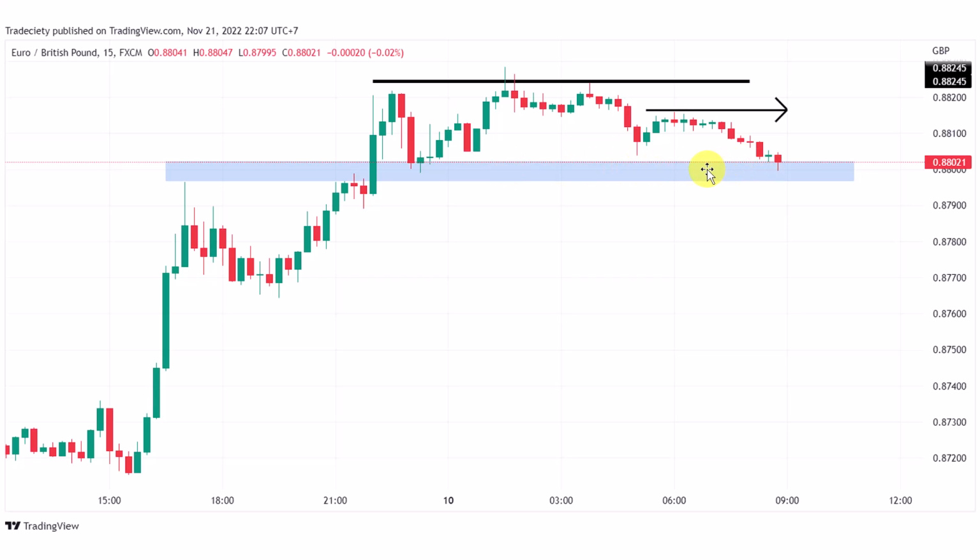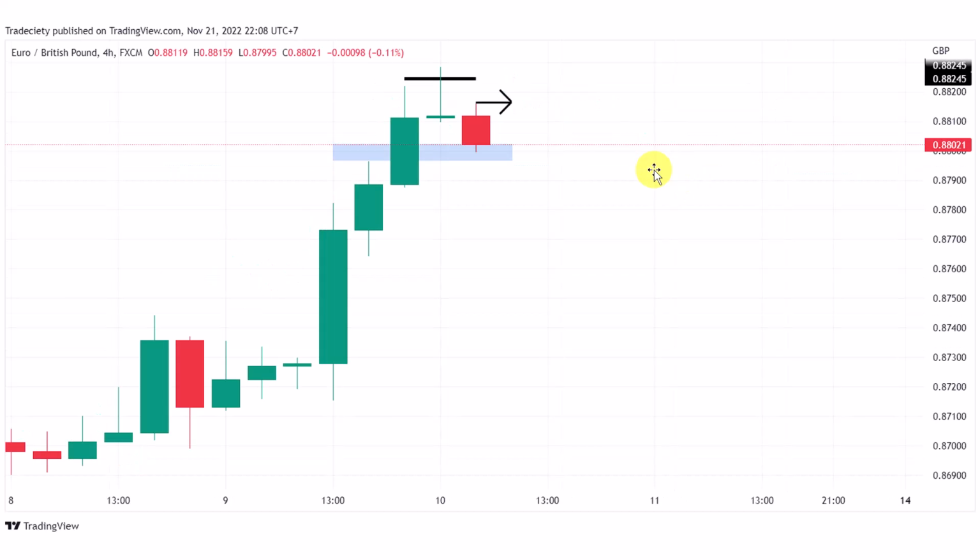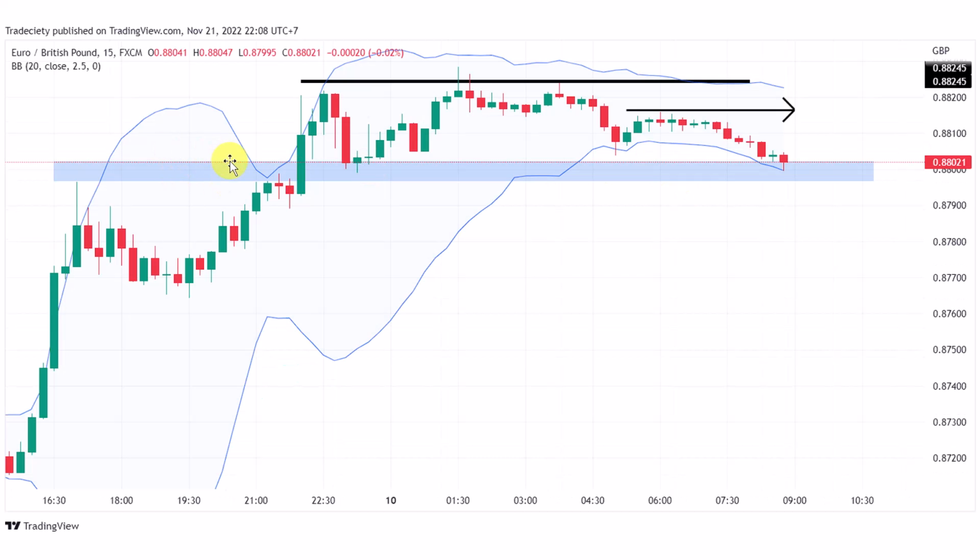Whenever we have a horizontal level that nicely defines and describes the price action, that's a great starting point. Horizontal levels are always preferred over trend lines because they are more objective. We can also add the Bollinger Bands to our charts, and what we see is that on this top here we have a Bollinger Band squeeze. The Bollinger Bands are coming very close together. This shows that the market is building a lot of pressure.